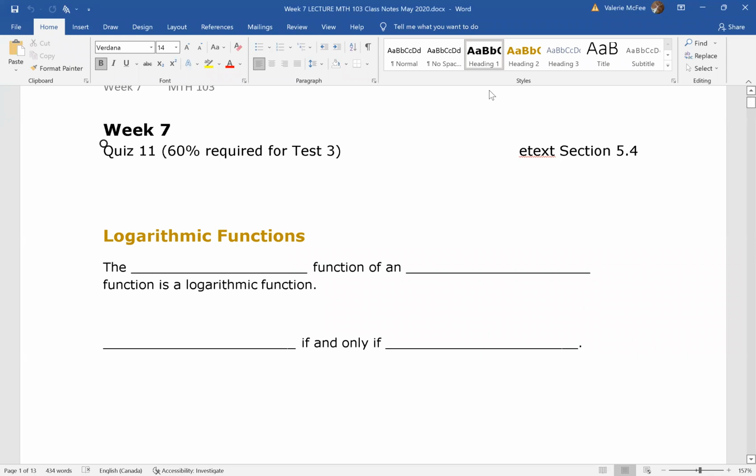We want to start talking about logarithms, defining logarithms, using logarithms, and working with logarithms.